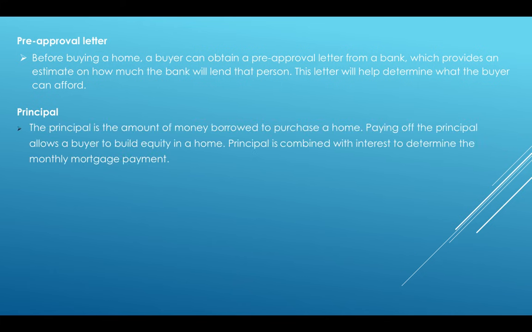Principal. The principal is the amount of money borrowed to purchase a home. Paying off the principal allows the buyer to build equity in a home. Principal is combined with interest to determine the monthly mortgage payment. So principal, self-explanatory, this is the amount of money borrowed from the bank or from the lender that you have to pay.